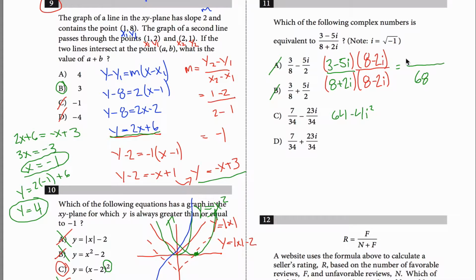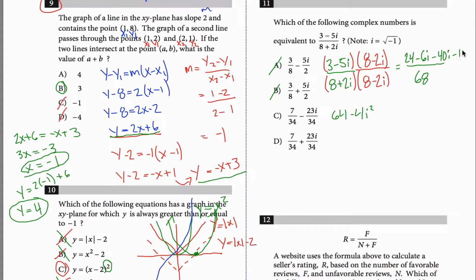And the numerator, 8 times 3 gives me 24. 3 times negative 2i gives me negative 6i. Negative 5i times 8 gives me negative 40i. I'm essentially just treating the i like it were a variable, like it were an x or something. Until I get to this last one, negative 5i times negative 2i. Negative times a negative makes a positive. 5 times 2 gives me 10. So I have 10i squared.